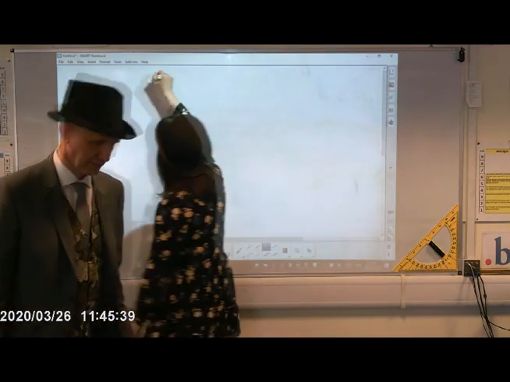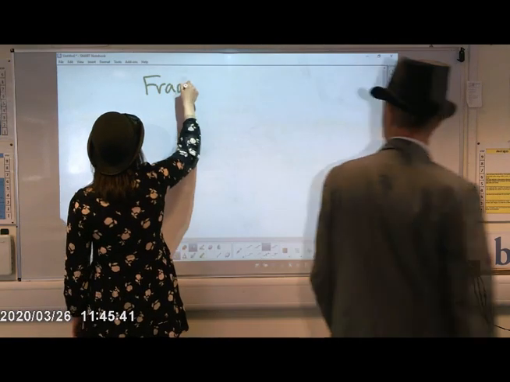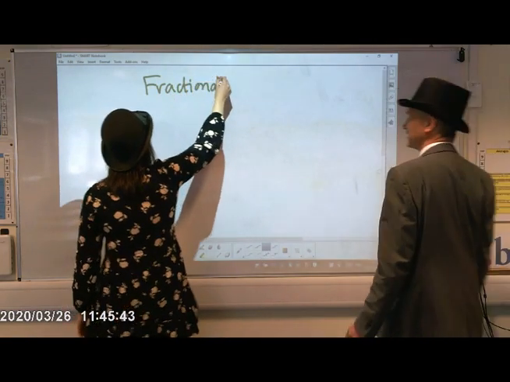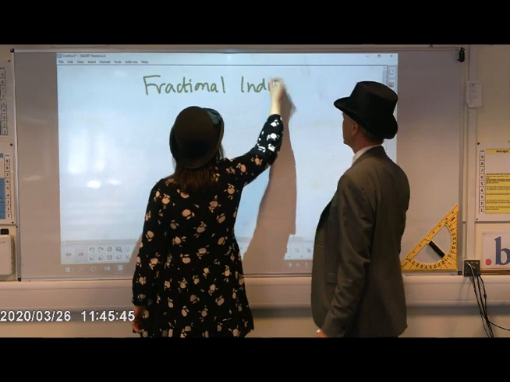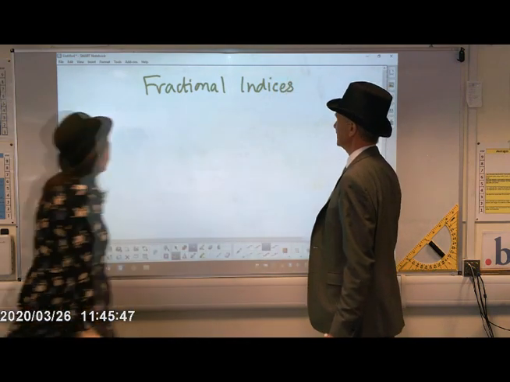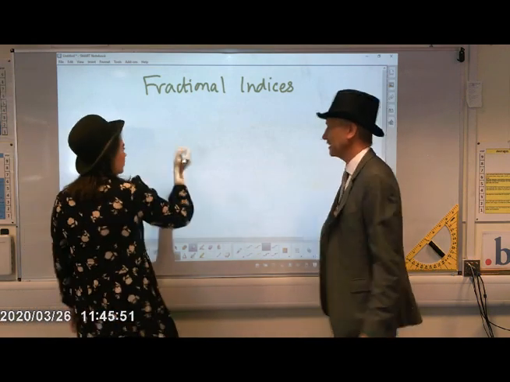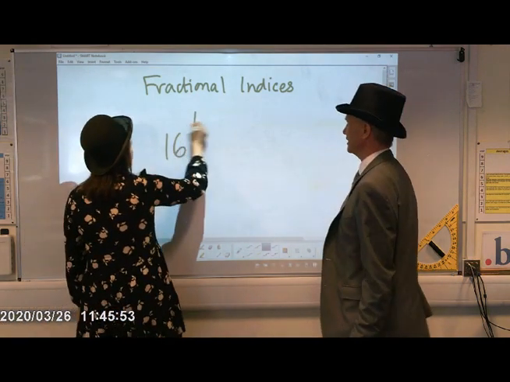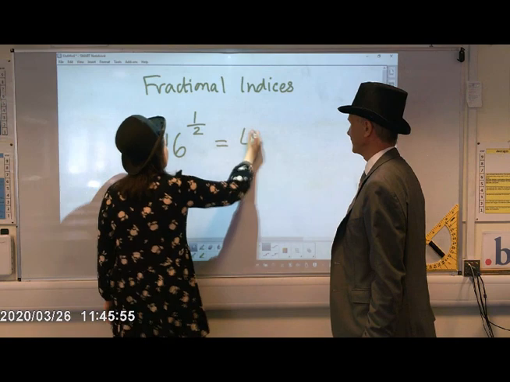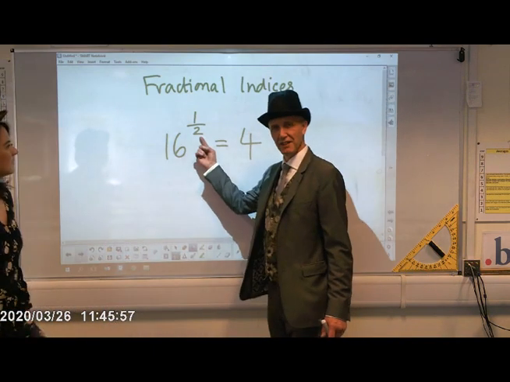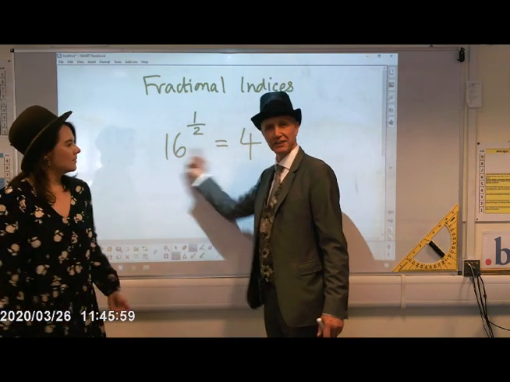Fractional indices. I'm going to give you a question and the answer, and you're going to see if you can work it out. 16 to the half is 4. What's happening here? 16 and 4. Can we relate 16 and 4?